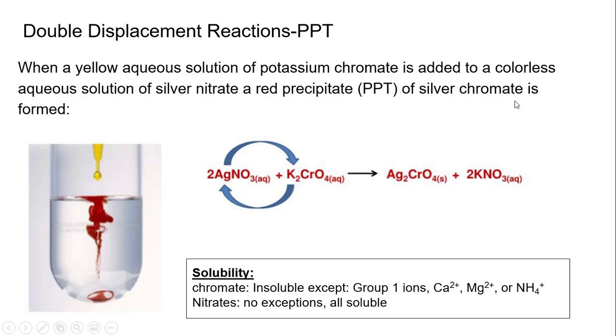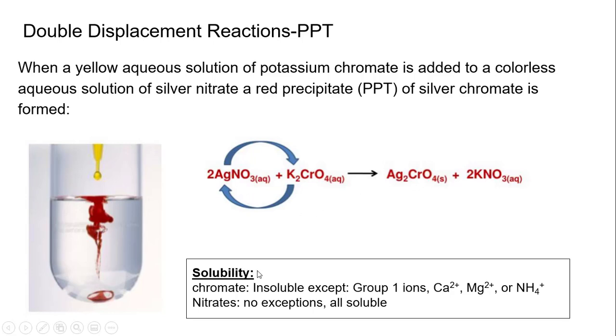Double displacement reactions. When a yellow aqueous solution of potassium chromate is added to a colorless aqueous solution of silver nitrate, a red precipitate (PPT is the short abbreviation for precipitate) of silver chromate is formed. So now if we look at this, this already has all the physical states on it. And you can tell it's aqueous, aqueous, they come together, a solid is formed, and then the remaining ions stay in aqueous solution. But if you had to balance this and put this together based on this wording, then you would actually need to know if a chemical reaction occurred.